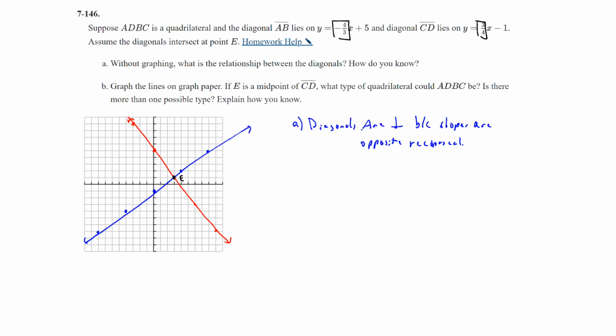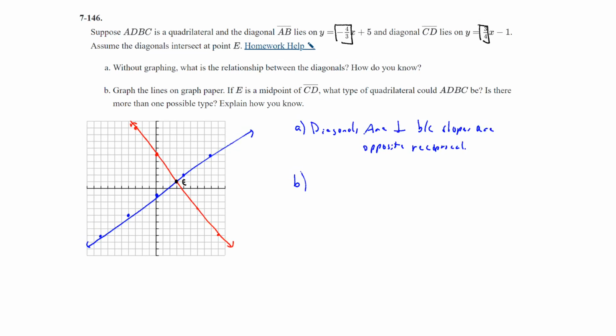All right, on part B, graph the lines on graph paper. Okay, and now I did that. If E is a midpoint of CD, what type of quadrilateral would ADBC be? Is there more than one possible type, and explain how you know? All right, so once again, B wants us to graph the lines. Just to verify, E is the midpoint of CD, so CD is somewhere. We don't, once again, know exactly where these points are located, but CD, and somewhere over here we're going to have A and B. I just spread them out because I don't know exactly where they are. But E would definitely be the midpoint, it says.